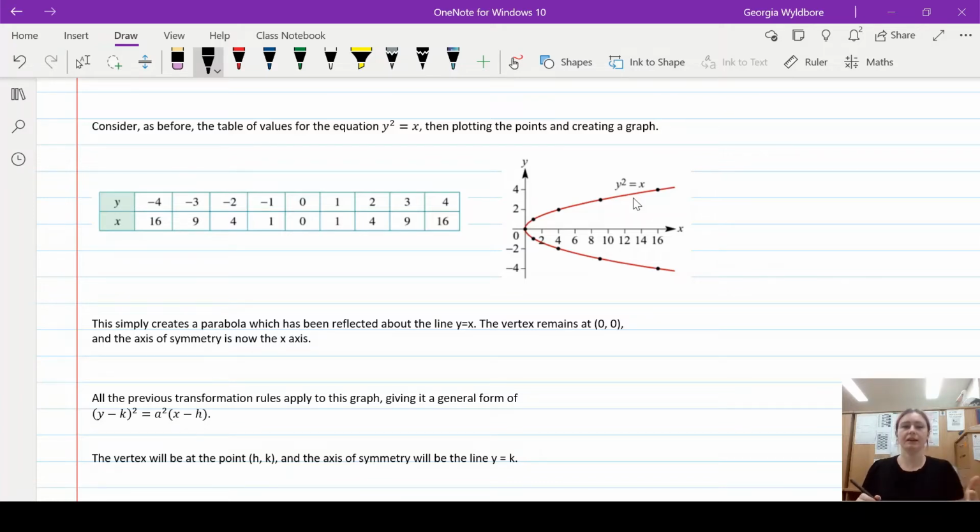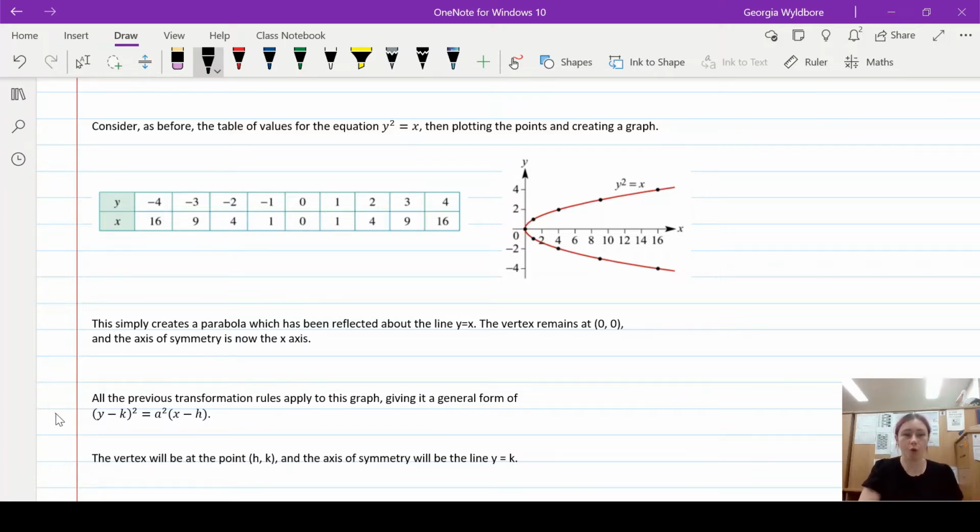This has technically been reflected around the line y equals x, so the linear equation, just like that. But the vertex is going to stay at (0, 0), so what would have been the minimum of our parabola. And our axis of symmetry, instead of being the y-axis, is now the x-axis. Again, all our previous transformation rules apply to this.